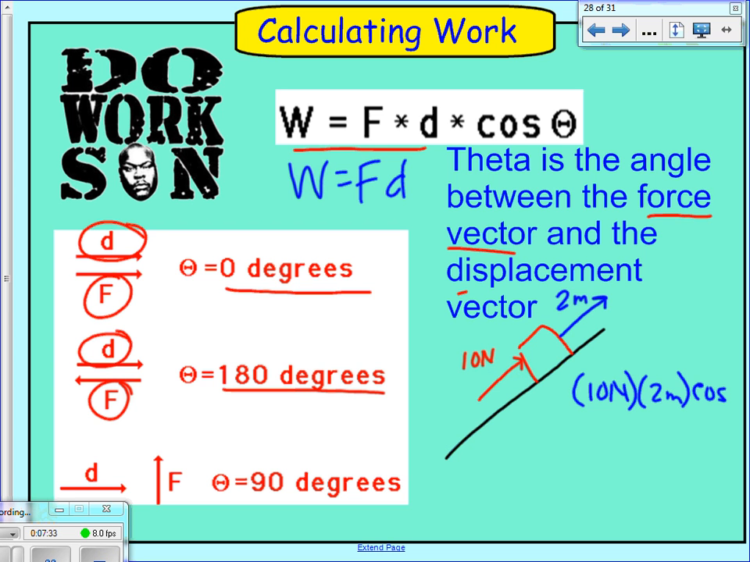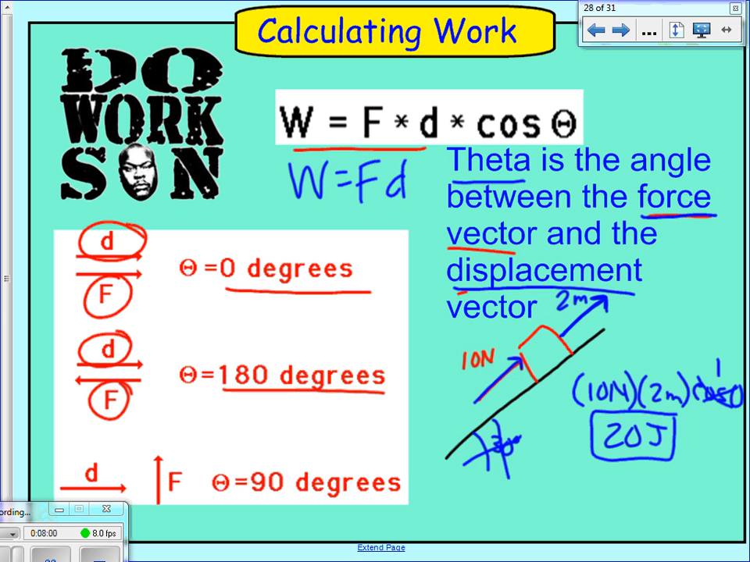What is the angle here? Well, you might be tempted to say it's whatever the angle of the ramp is. Let's say, for example, 30 degrees. But that's not the case. Remember, theta is the angle between the force vector and the displacement vector. If you look at our two vectors here, they're parallel to each other and facing the same direction. So it's cosine of 0 degrees again, which means it's just 1. And so 20 joules of work would be done on the block.